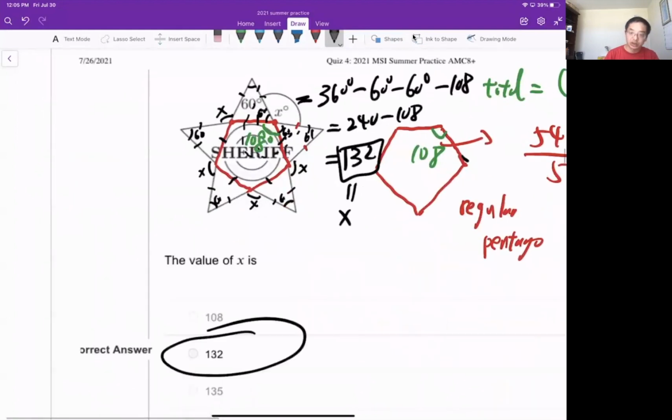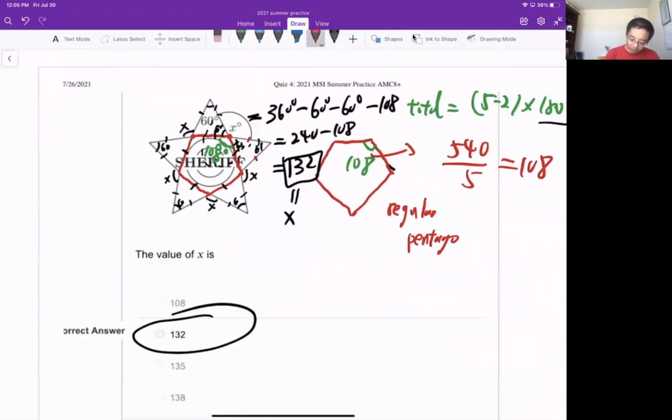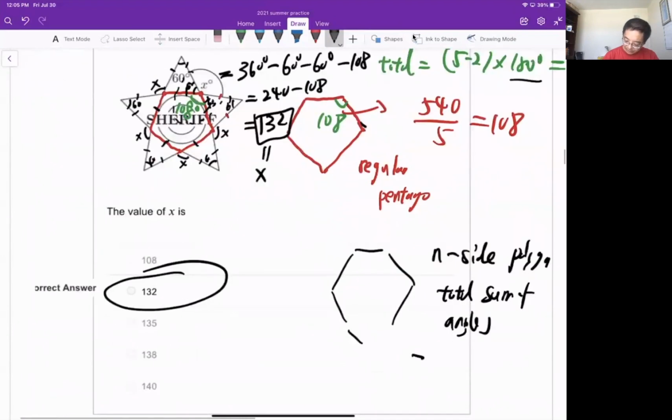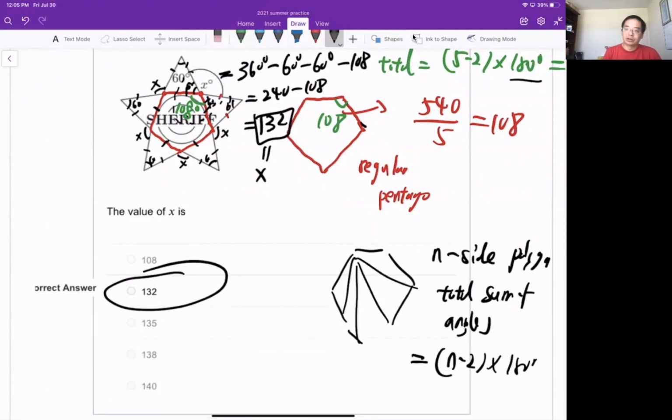So x is 132. All right, so here the main thing is you need to memorize, if you have an n-sided polygon, then the sum of angles is equal to n minus 2 times 180. That's because you can divide it into n minus 2 triangles. Now, if it's regular, then each angle will be that sum divided by n.